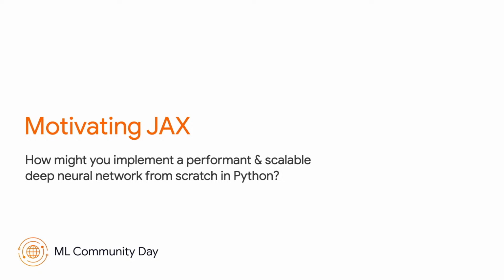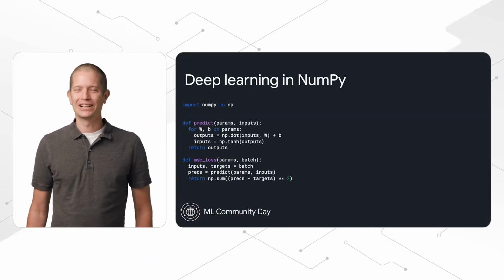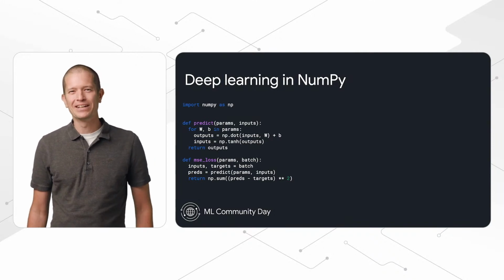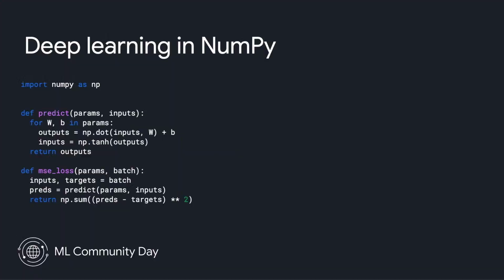Thinking about this, how might you implement a performant and scalable deep neural network from scratch in Python? Usually, Python programmers would start with something like NumPy because it's this familiar array-based data processing language that's been used literally for decades in the Python community. And if you were trying to create a deep learning system in NumPy, you might start with a predict method. Here, this is a feed-forward neural network that does a sequence of dot products and activation functions to transform the inputs into some sort of outputs that can be learned.